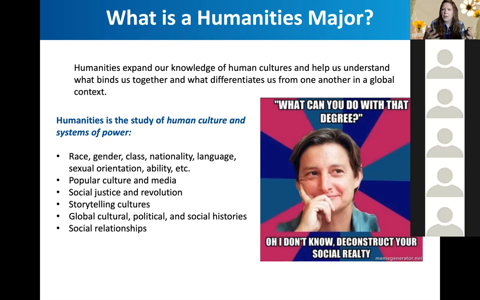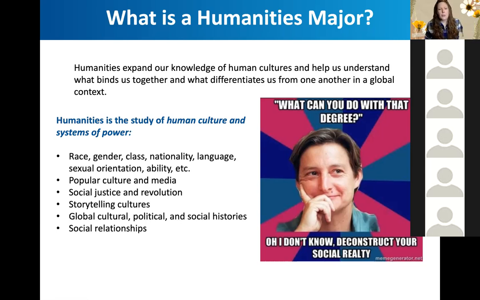Some of the topics that come up a lot in humanities courses are race, gender, class, nationality, markers of identity, sexual orientation, language, ability, things like that. We talk a lot about popular culture and media, and representations of identity in the media. Social justice, revolution, empire and power structures globally, and storytelling. This is a theme you'll have through almost any humanities course: how we tell the stories of our culture, how we connect with each other through storytelling, and the power that stories have to give voice to communities.